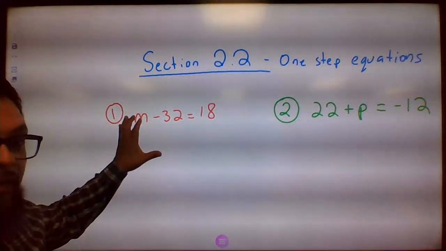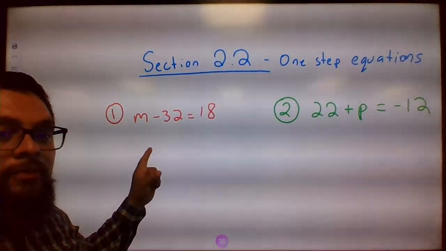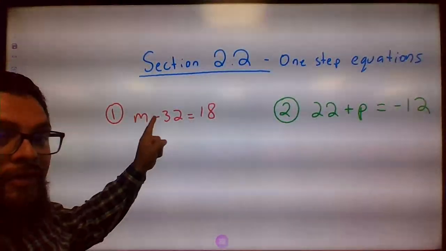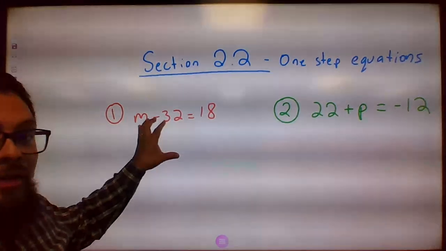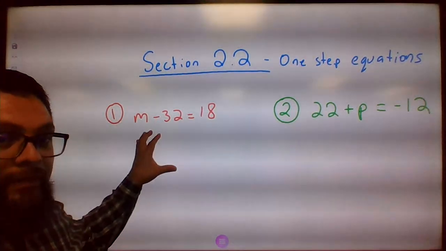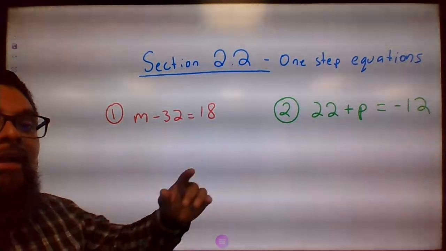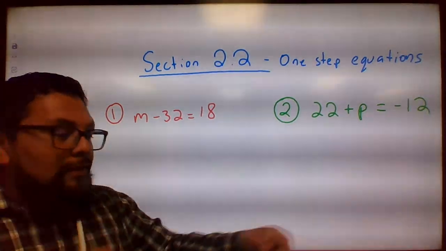This is a one-step equation, but this is a subtraction problem. The equation is m minus 32 equals 18. In this case, you're going to use addition to solve this, because you have to undo what is being done. Kind of like a fruit roll up. When you get a fruit roll up, you unroll it. That's what you're doing here.